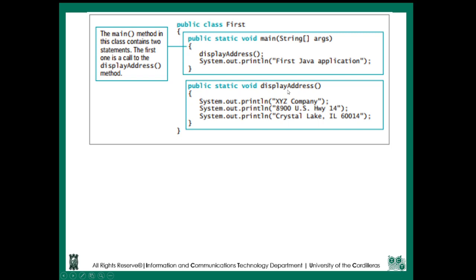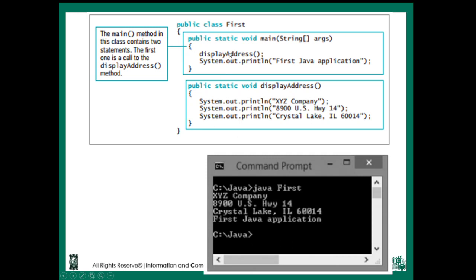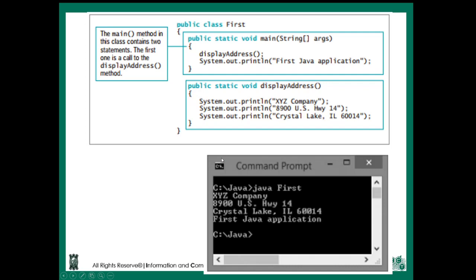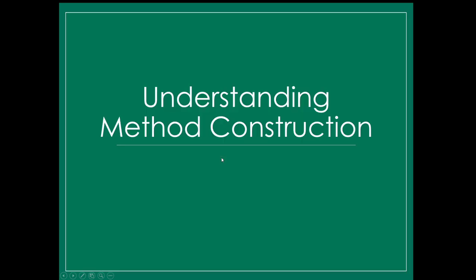And that simply signifies that the displayAddress method has the following statements inside of it. So if you execute that one, since it called displayAddress first, that means it printed out XYZ Company, 8900 US Highway, Crystal Lake, Illinois, 614. And after the three system.out.println statements here, that's the time that the first Java application was printed out. You got it? So I hope you are getting the idea of what a method is.